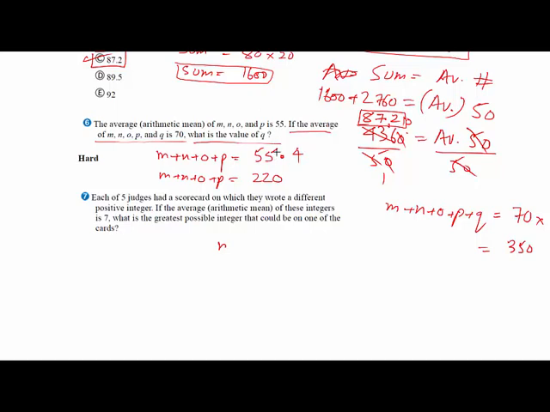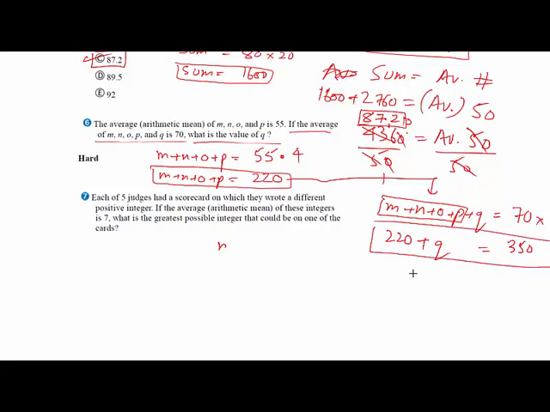Again, this question we did before also. We are having M plus N plus O plus P already given, that is 220. We have calculated that. So we can plug it here. M plus N plus O plus P is 220. So we can write 220 plus Q equals 350. So Q can be equal to, subtracting 220 from both sides, you'll get 350 minus 220, that's 130. So Q is 130. So whatever the options will be, the answer will be 130.